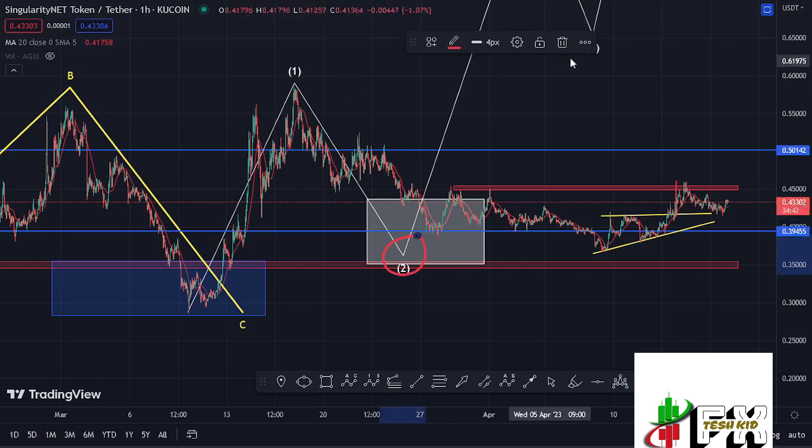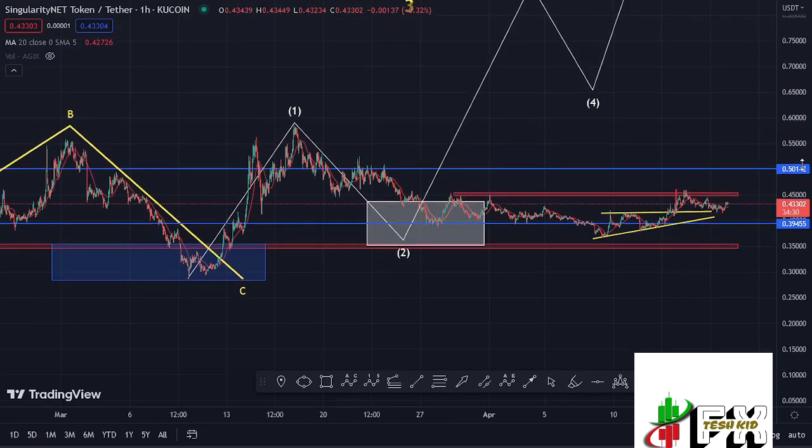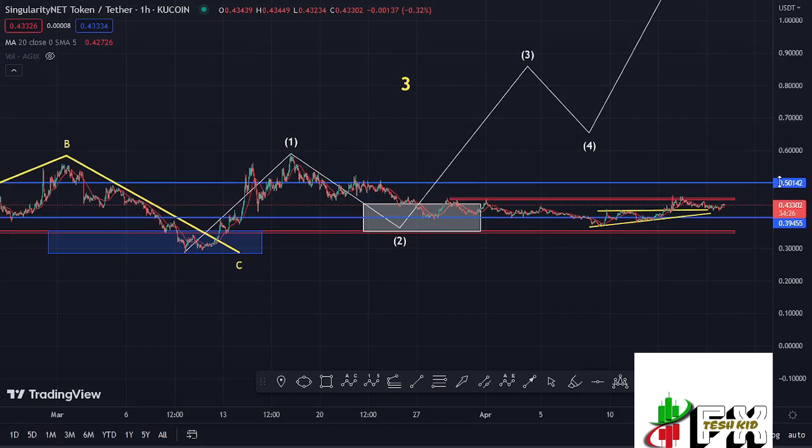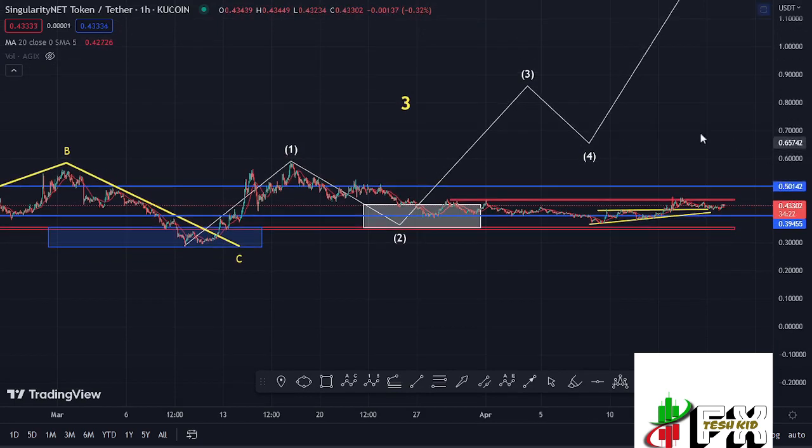And all this is playing out after we fully peaked in the formation of that first wave in a move that gave us a high at around the $0.59 mark. And having seen the formation of that first wave and a corrective structure in the formation of that wave 2, now my primary scenario is that whatever we are seeing at the moment is the start of an impulsive wave to the upside in the formation of this wave 3.